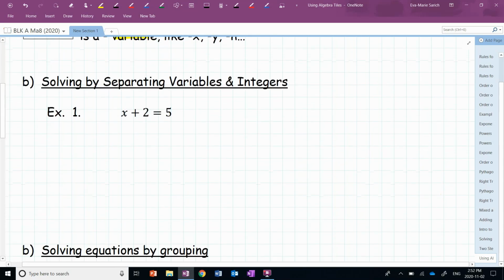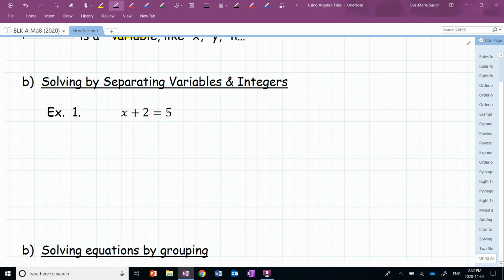So let's start with solving a simple equation by separating the variables and the integers. In order to solve equations, we have to make sure that integers are on one side and variables on the other side. Just like when we were solving equations, we want our variables on the left. It doesn't always work out that way, but as long as we separate them, we're going to be in good stead for being able to solve. So here is our equation. Very simple. X plus 2 is equal to 5.